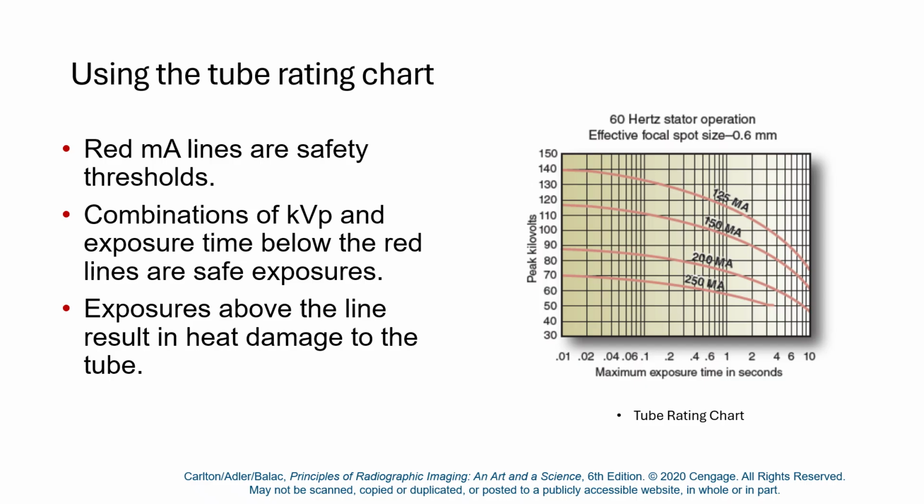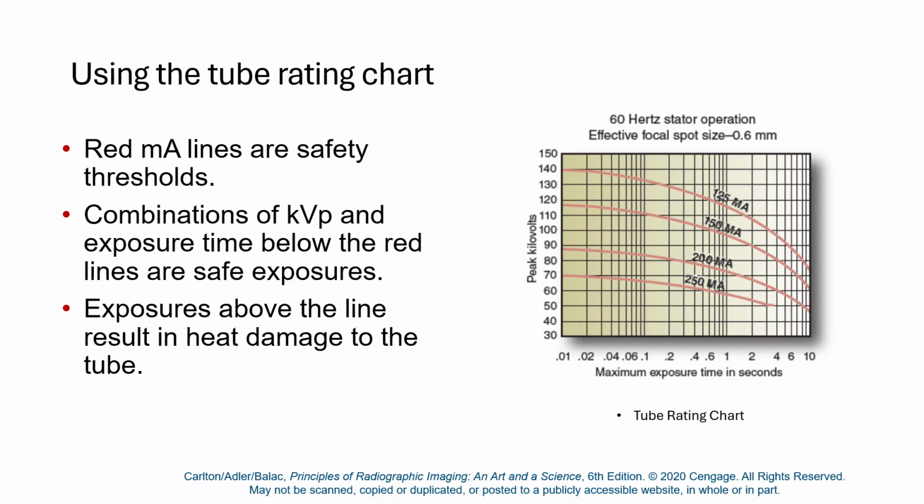Let's start though with the tube rating chart. So the red mA lines on this chart are the safety thresholds. Your combination of kVp and exposure time has to come in below the safety threshold in order for it to be a safe exposure and not overload the heat capacity of the tube. So, for example, 100 kV at 0.2 seconds for a 150 mA station is perfectly safe.